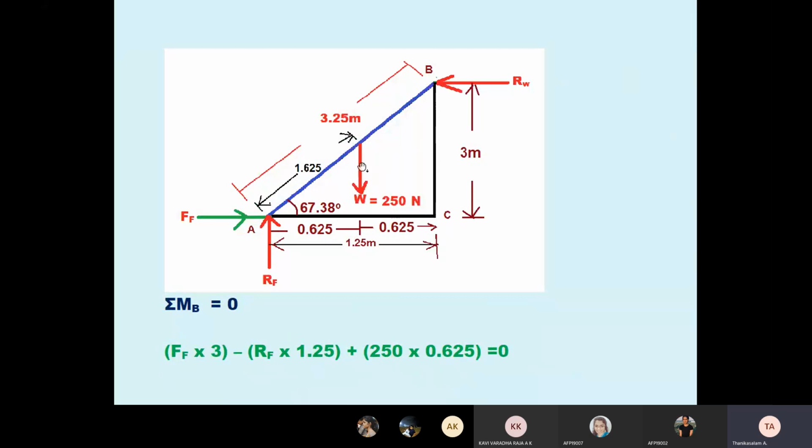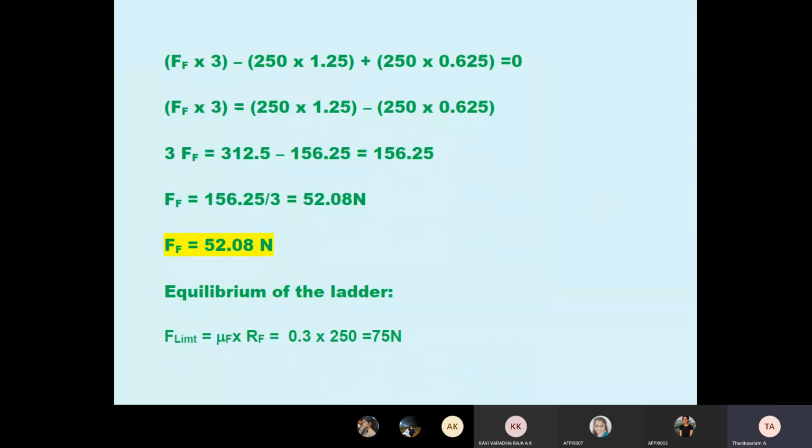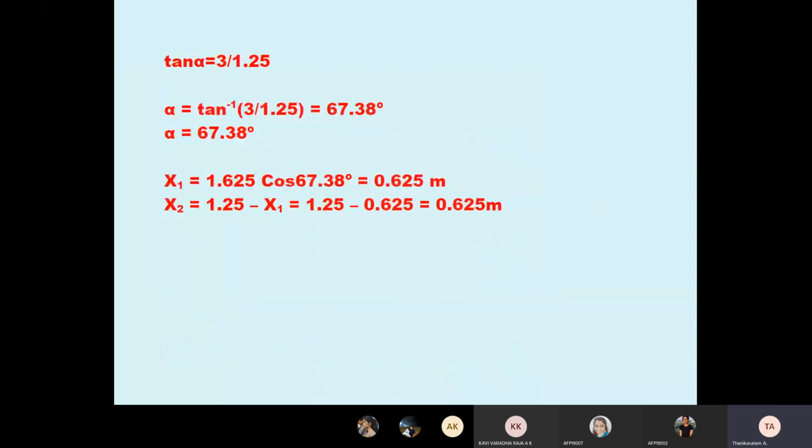Therefore, 250 into 0.625 anti-clockwise. Here anti-clockwise we taken plus. See, there is no change. You can take anti-clockwise plus or clockwise plus, or alternately vice versa. Because it is equal to 0, no, that will compensate. So 250 into 0.625 here, anti-clockwise. Similarly, FF goes directly here, perpendicular with respect to B. FF into 3 minus RF into 1.25 clockwise. So the final answer. But our aim is what? FF is over. Whether the ladder is in equilibrium or not. That is our aim, no?